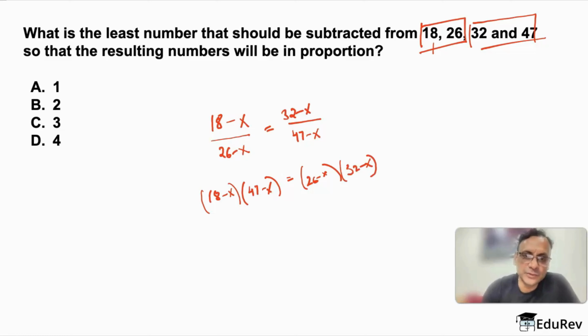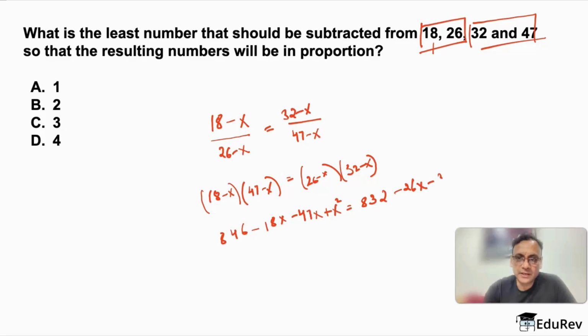Okay, now how much is 18 into 47? 8 into 7, 56, 5 carry, 7, 5, 12, 12 plus 32 is 44, 4, 4 carry. 846 minus 18x minus 47x plus x square is equal to, okay, 26 into 32, 6 into 2, 12, 2, 1 carry, then you have 4, 1, 5, 5 and 18, 23, 2 carry, 6 and 2, 8, 832, minus 26x minus 32x plus x square.